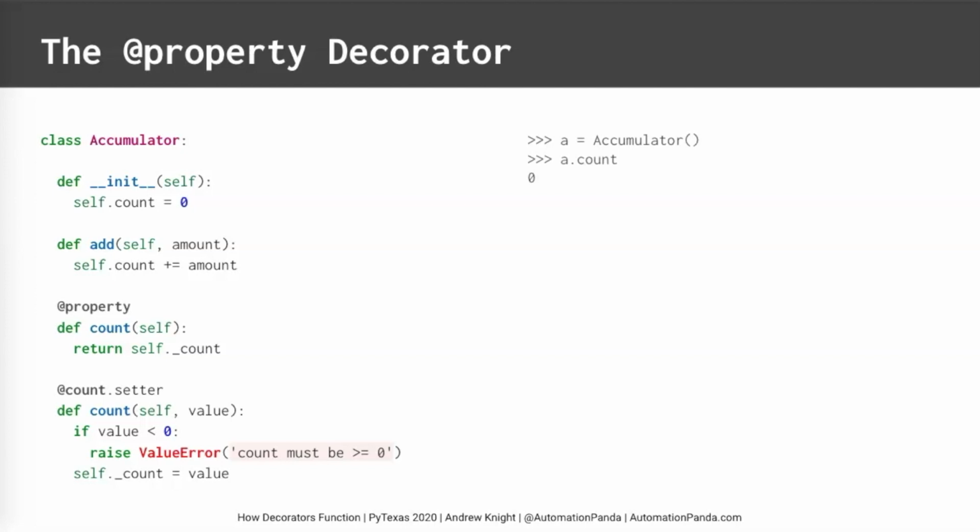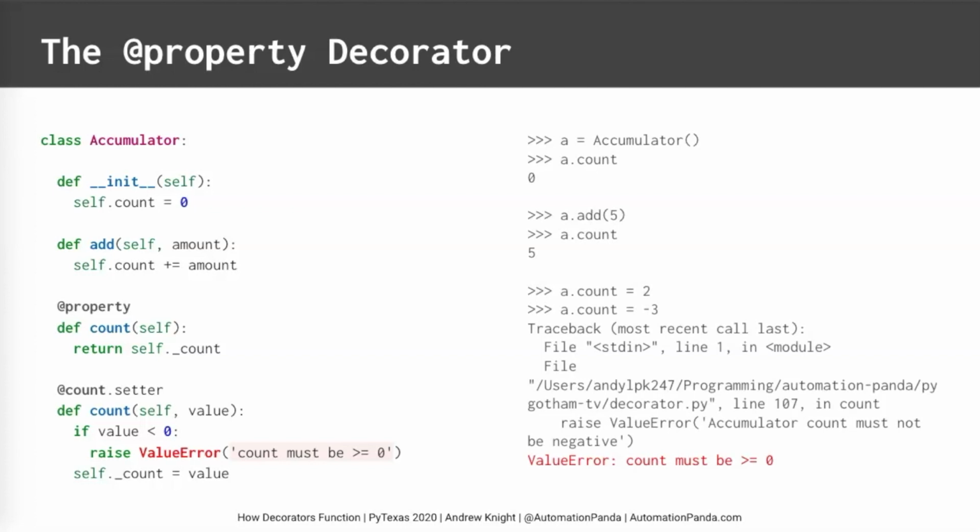So, let's use this class. When an accumulator object is constructed, its initial count is 0. After adding an amount to the object, its count goes up, as expected. Its count can be directly set to non-negative values. Attempting to set the count directly to a negative value raises an exception, as expected. Protection like that is great.